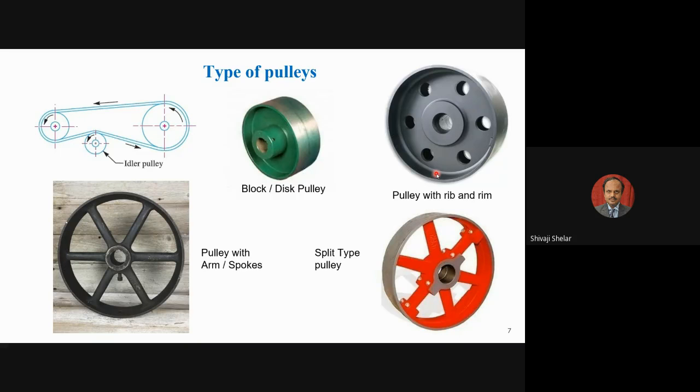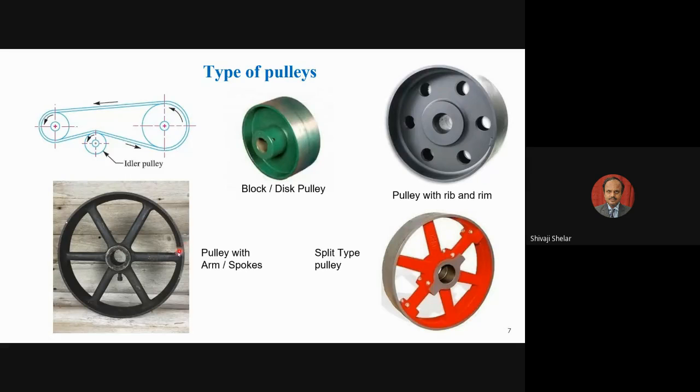Then, if the diameter is very, very large, you can go for a cast iron or steel pulley having arms or spokes. So, pulley with arm or spoke. The number of arms will depend upon the size of the pulley. If the pulley diameter is smaller, then you can use 3 to 4 arms. If your pulley diameter is very big, then you can use around 8 to 12 arms. Again, here it is only a single row.